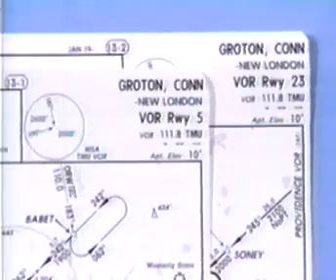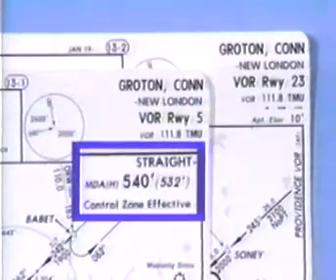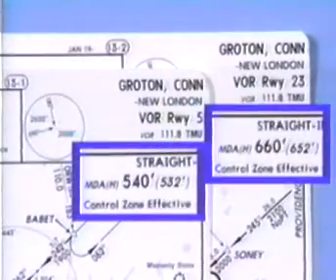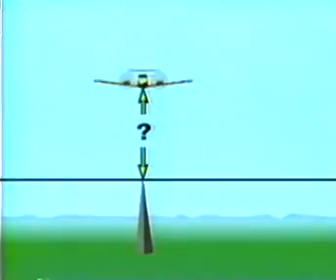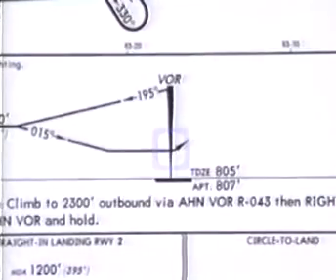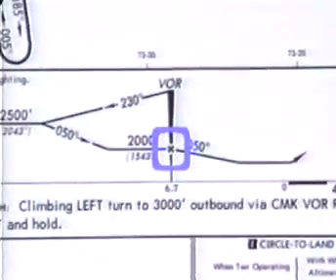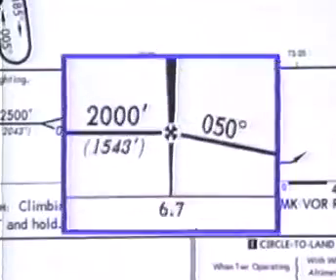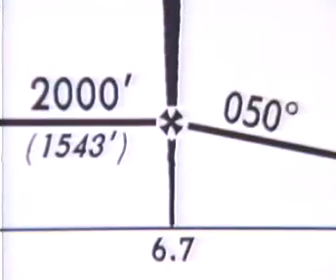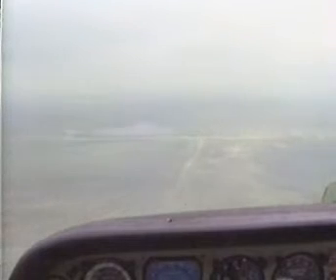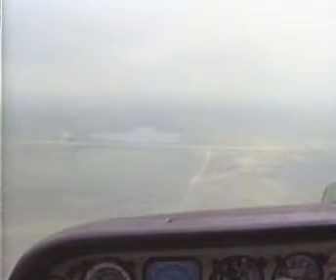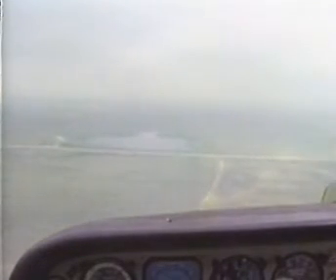For example, why do some approaches have different minimums, even though they are based on the same nav aid? How much obstacle clearance is provided on the final approach segment? Why don't some approaches have a final approach fix, while others do? And what is the significance of a final approach fix? And what do you need to see in order to descend below the minimum descent altitude or decision height?